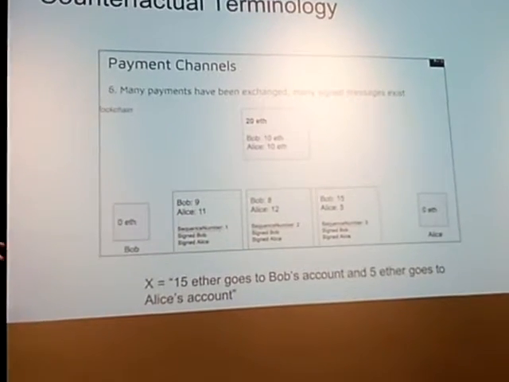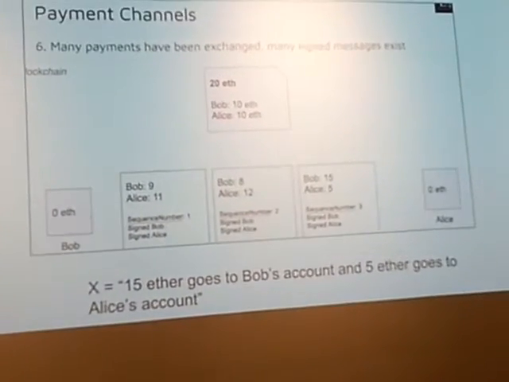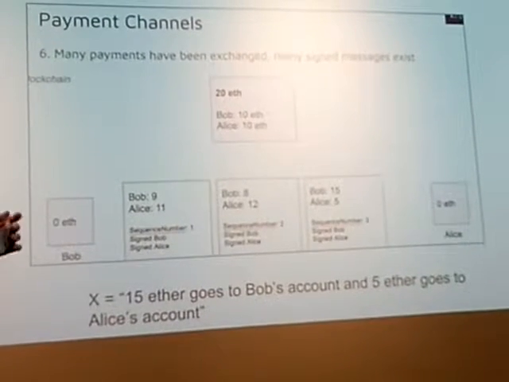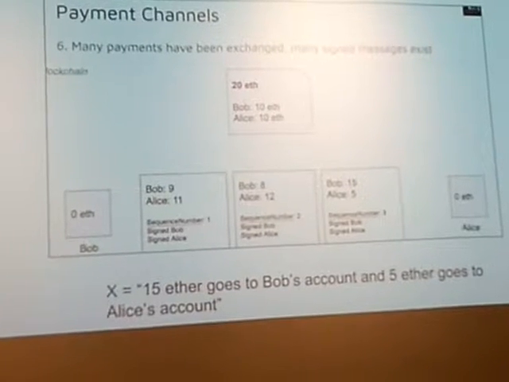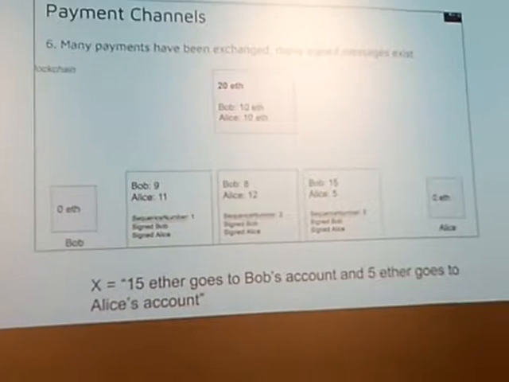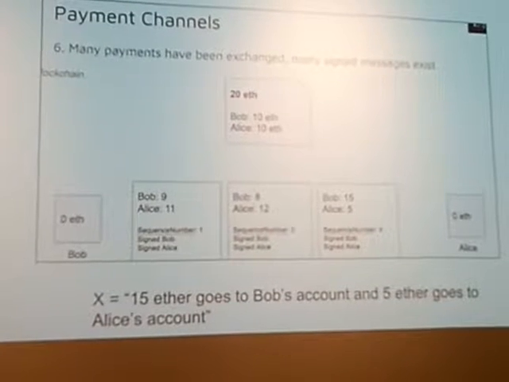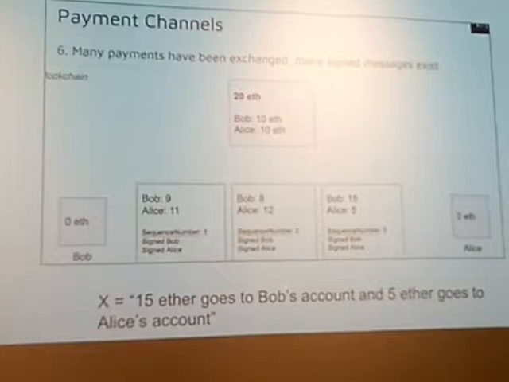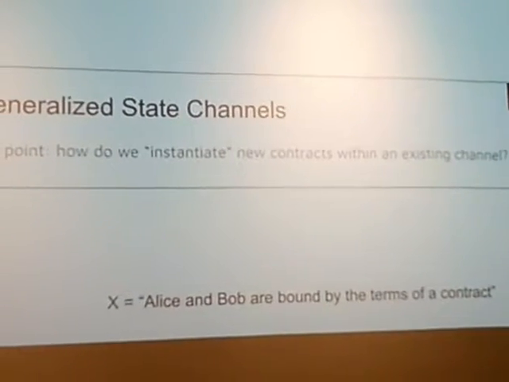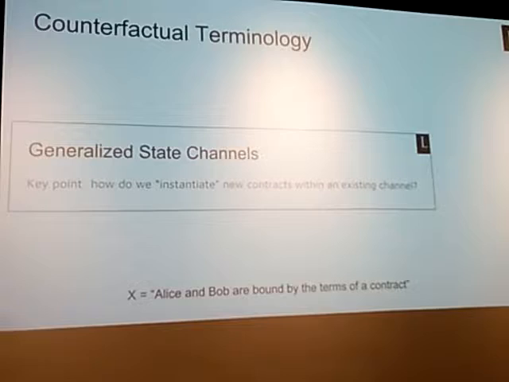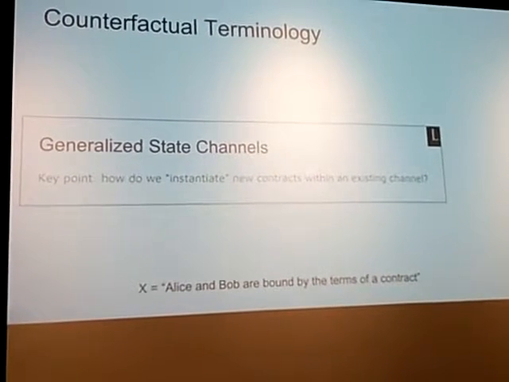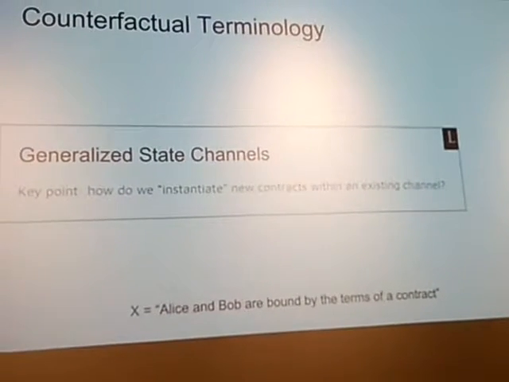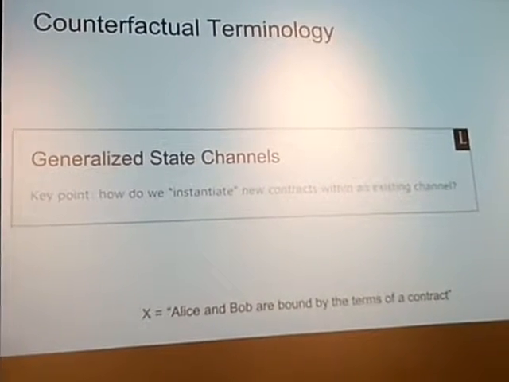Bob can act as though he actually has 15 ETH, and Alice can act as though she actually has 5 ETH, because of how the payment channel works, and because we went through the proof that if there's ever a disagreement, Bob can actually take control of the 15 ETH. So the reason I introduced this terminology is because when I went through the example of how we do counterfactual instantiation, the X here is Alice and Bob are bound by the terms of the contract.